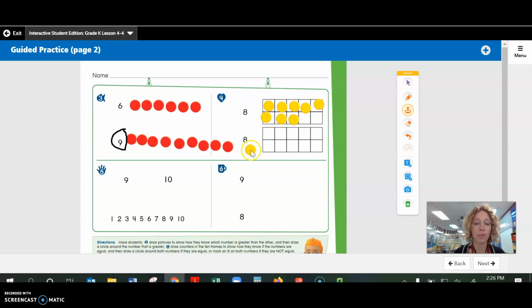Now I'm going to do the same here. What number is that? 8 too. Wow. Okay. 1, 2, 3, 4, 5, 6, 7, 8. What can you tell me about those two numbers?